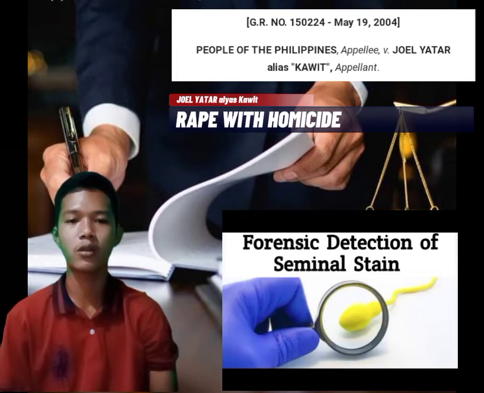In an attempt to exclude the DNA evidence, the appellant contends that the blood sample taken from him, as well as the DNA test, were conducted in violation of his right to remain silent as well as his right against self-incrimination under Sections 12 and 17 of Article III of the Constitution.